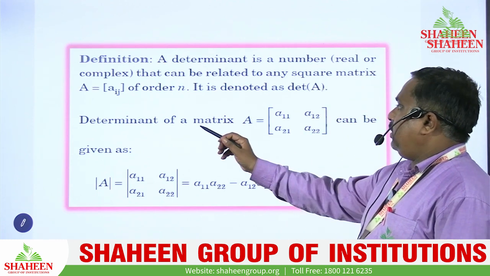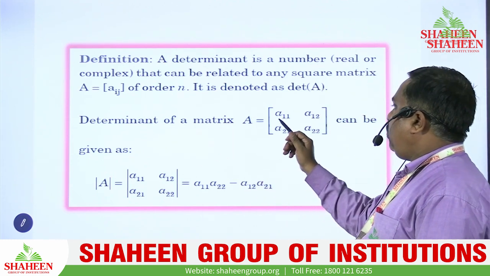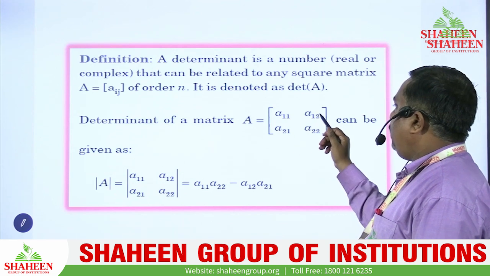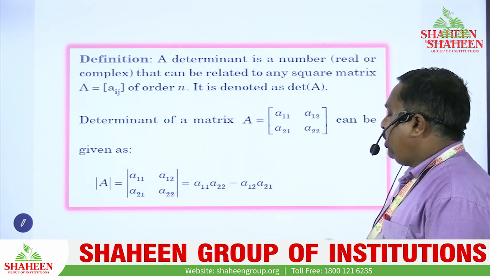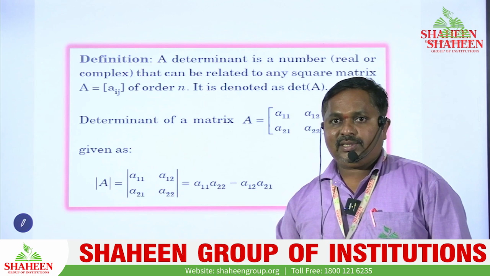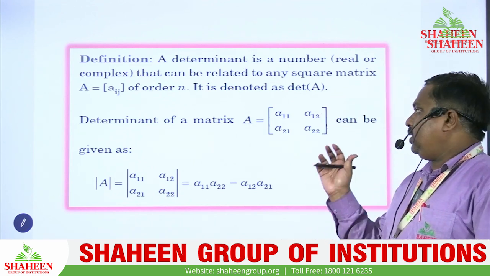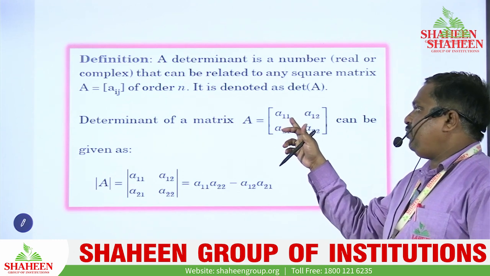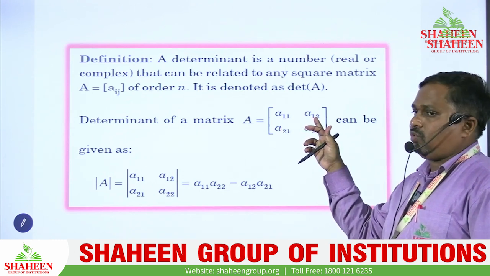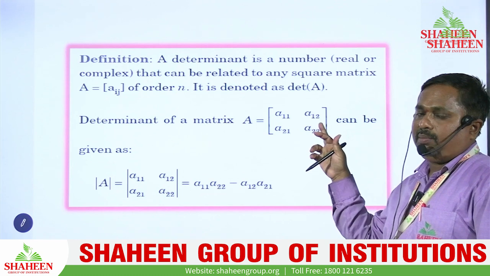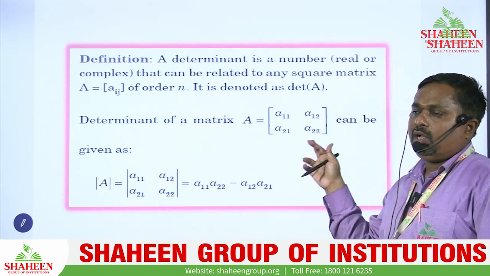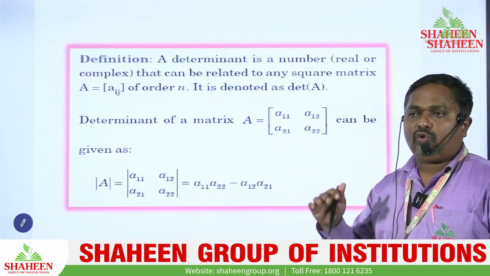For example, we have a matrix A equal to A11, A12, A21, A22. This is a 2 into 2 matrix. We will have 4 elements in this square matrix A. That is A11 means first row first element, A12 means first row second element, A21 means second row first element, A22 means second row second element. This is 2 rows 2 columns, a 2 into 2 matrix.